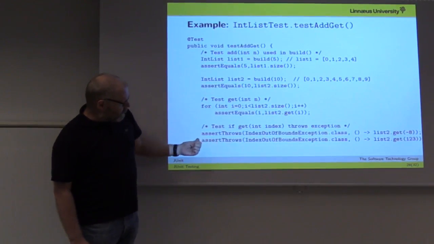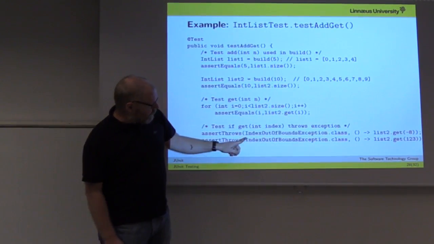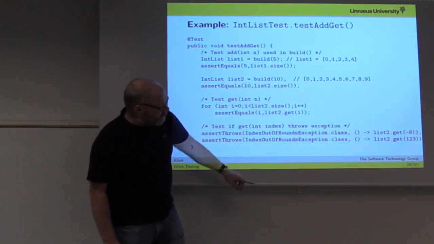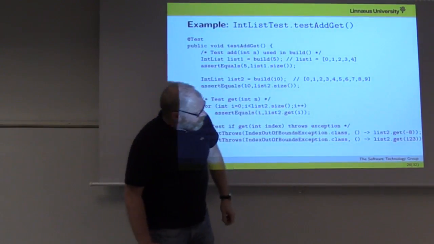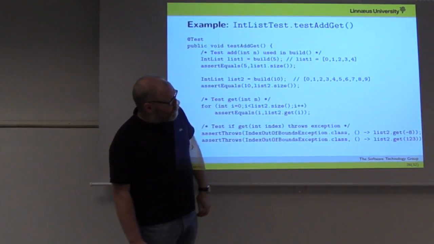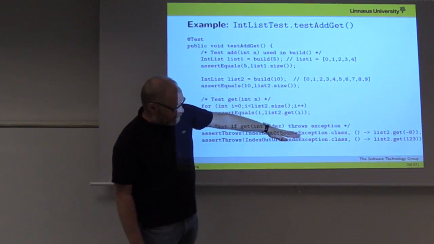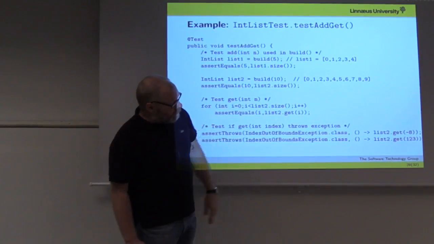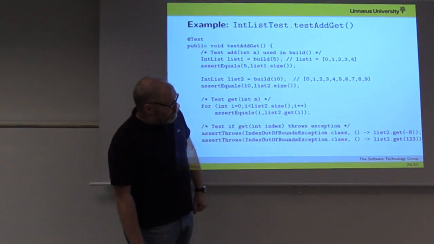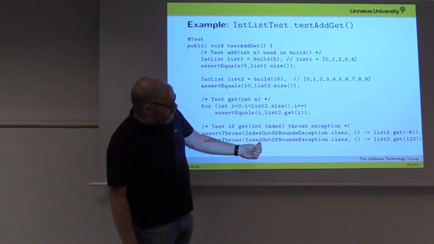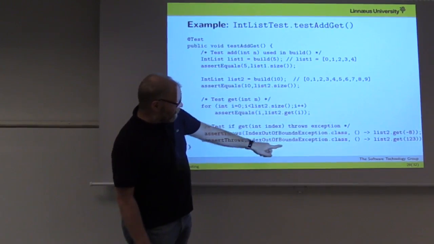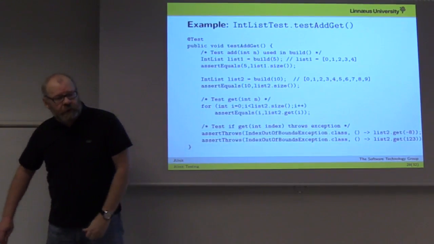Also, here I'm checking that the get method is throwing the expected exceptions. So I'm using the assert throws method. We are expecting an index out of bound exception, and I'm providing the code to get the element at position -8. It will of course generate an exception, and here I'm asking give me the element at position 123, which is outside the range, so it will also generate an exception.